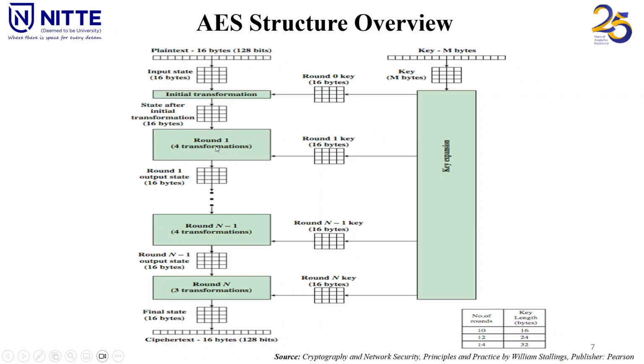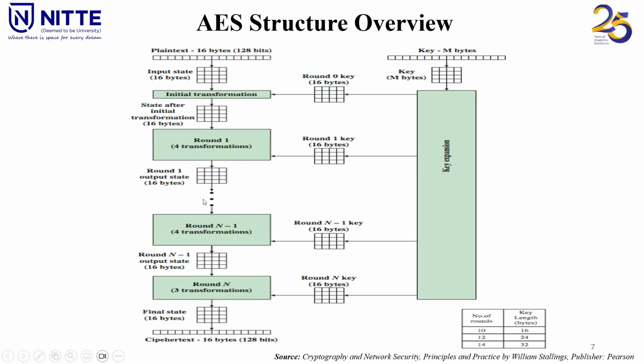Every round will have 4 transformations, while the last round will have only 3 transformations. We'll look into what the various transformations in every round are. The very first transformation which we are going to perform is substitution.